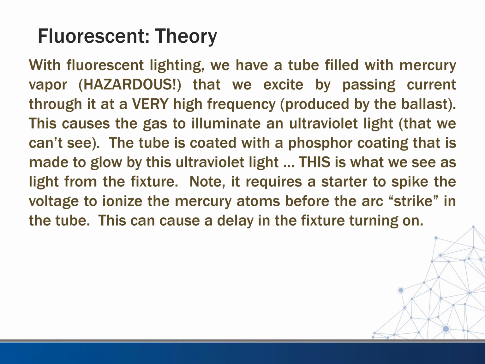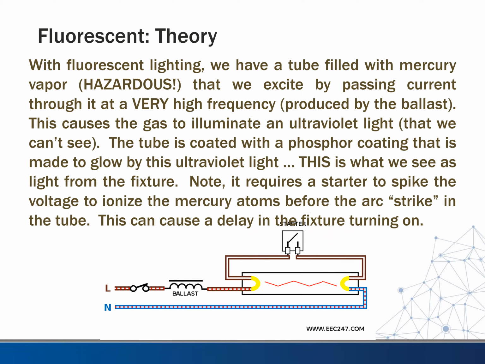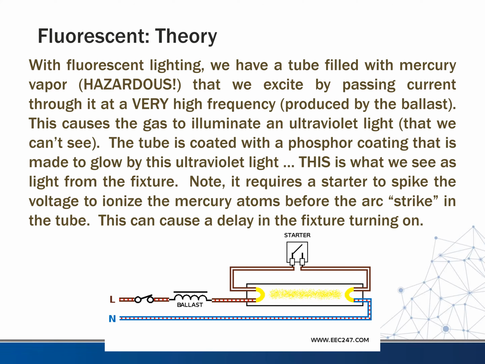I do need to note, though, that it requires a starter to spike the voltage to ionize the mercury atoms before the arc strikes in the tube. This can cause a delay in the fixture turning on. So here's a graph of what happens. We close the switch, and it has to build up a voltage, and then the starter closes and causes the arc across the bulb.